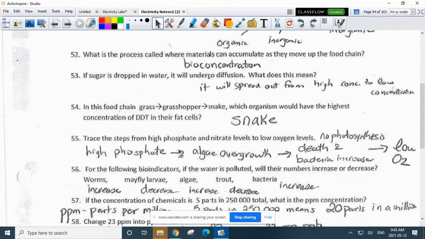Number 54, in this food chain, grass, arrow, grasshopper, arrow, snake, which organism would have the highest concentration of DDT in their fat cells? That would be the snake because it's highest up in the trophic levels. Trace the steps from high phosphates and nitrates to low oxygen conditions. So once again, high phosphates cause algae overgrowth, which causes death and bacterial increase, which lowers the oxygen, and there's no photosynthesis because the algae covers the top of the lake.